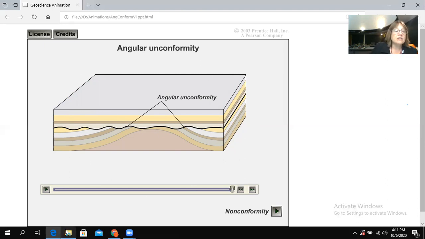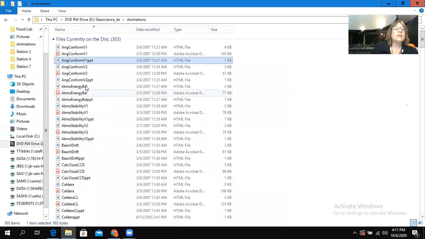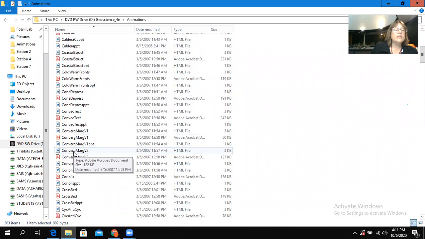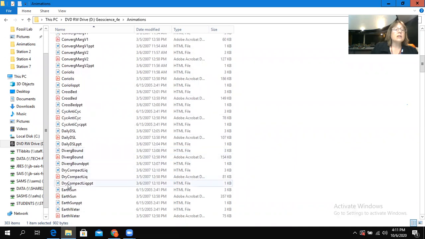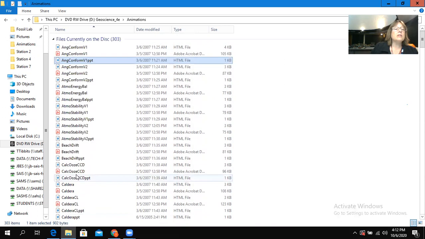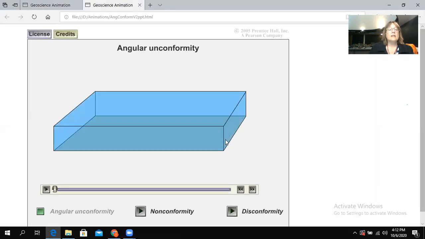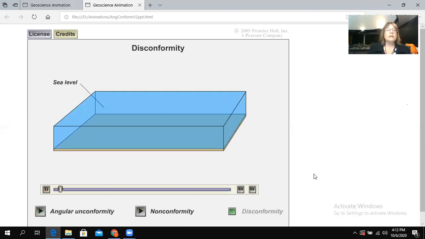Let me see if I can find the disconformity one. See, all of these are animations. I thought there was a disconformity, but I do not see it. Let me see here. Maybe it's in this. Angular disconformity, there it is. Okay, the disconformity, here we go.